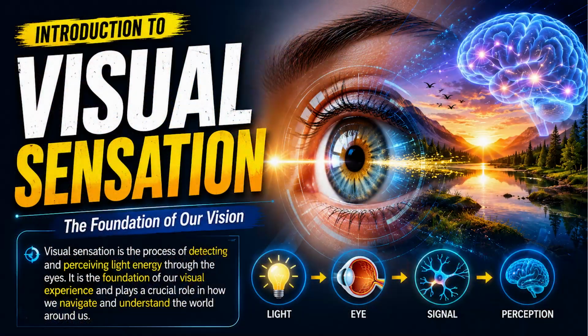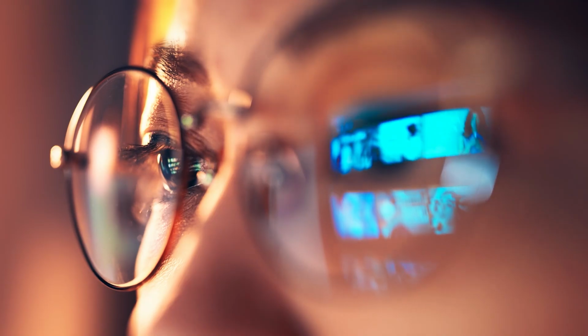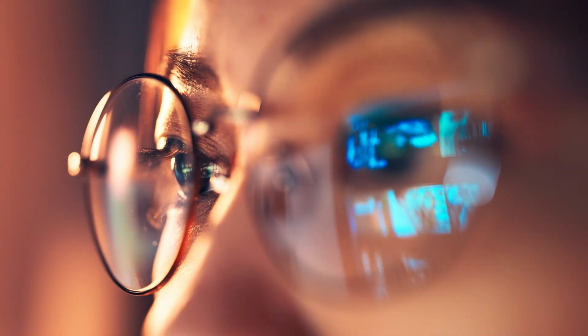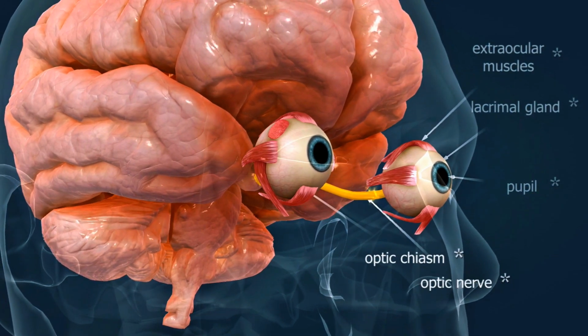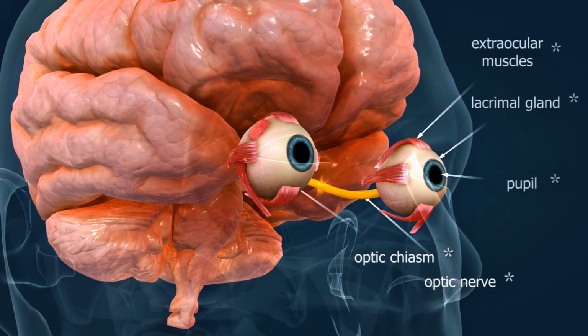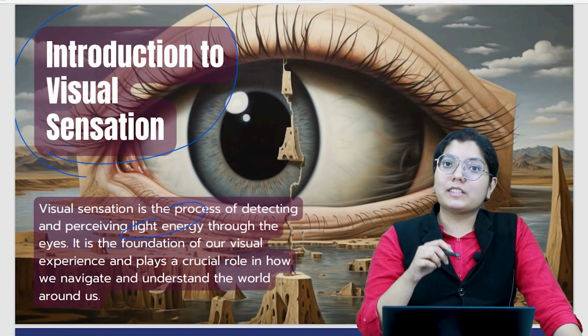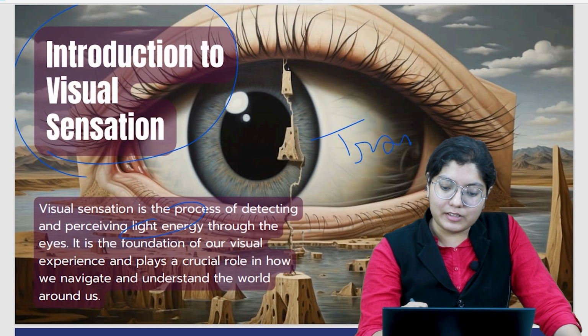So what is visual sensation? Visual sensation is the process of detecting and perceiving light energy through the eyes. Light energy is what? Right now you are watching this screen. The lights are emitting from this screen, entering your eyes, and your eyes are able to basically transform this into neural energy or neural signals. The transformation of this light energy to neural signals is called transduction.